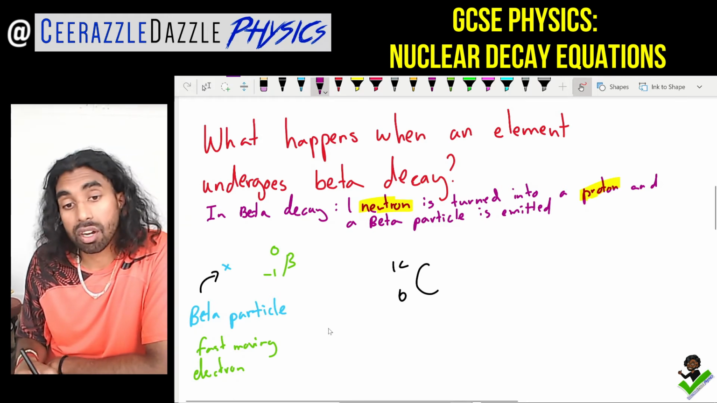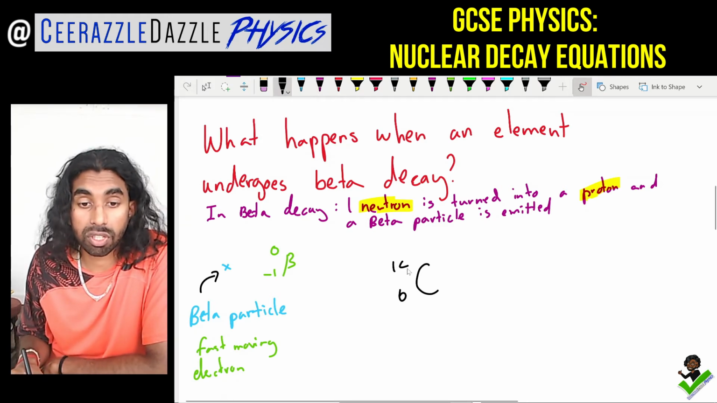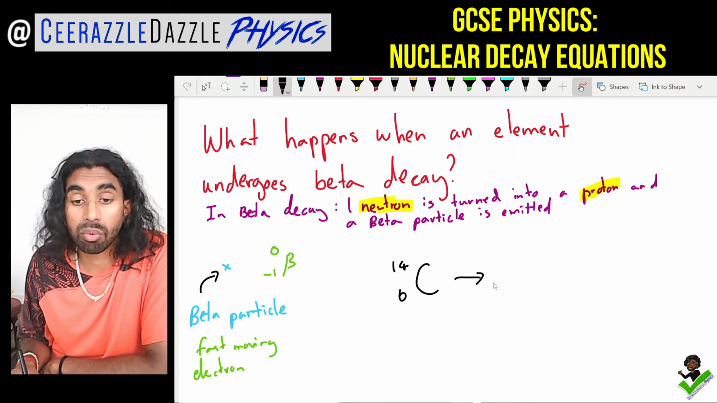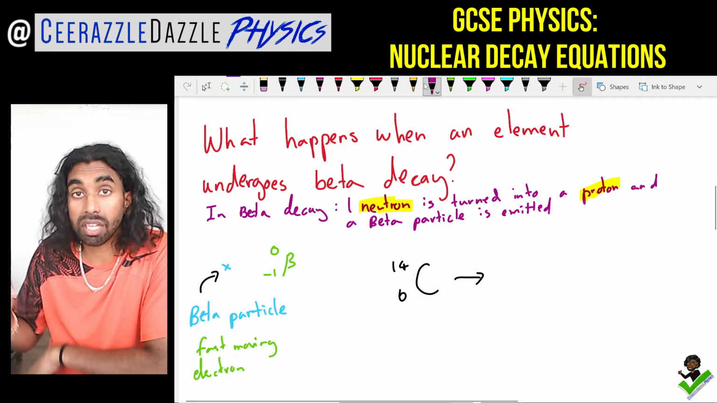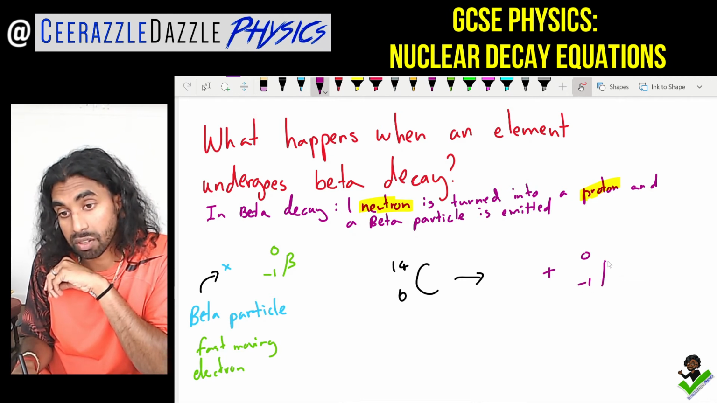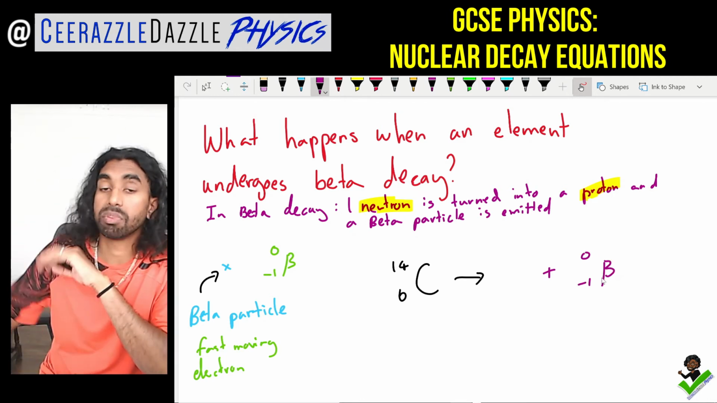So let's look at this carbon 14. I'm missing the 14 over here. Here it is, carbon 14. Let's say it undergoes beta decay. Well, we know what will come off is obviously the beta. So I can draw that over here. So I would say plus 0, minus 1, and here is the beta. There we go. That is the beta which has been flung off.